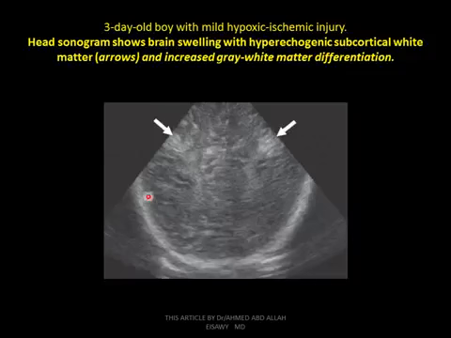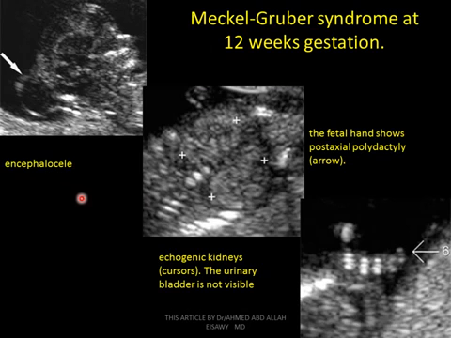A 3-day-old boy with mild hypoxic ischemic injury. The sonogram shows brain swelling with hyperechogenic subcortical white matter and increased gray-white matter differentiation.